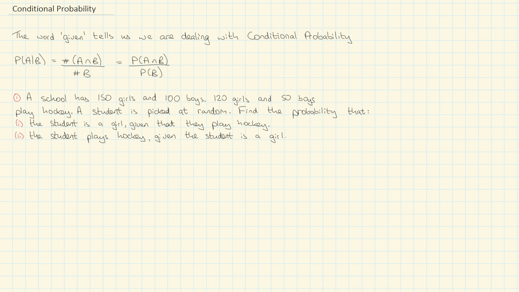Okay, so in this video we are going to look at conditional probability. When we're dealing with a word problem, if the word "given" is mentioned, it tells us we are dealing with conditional probability. We see here we've two formulas. The more common approach is the second one, the probability of A intersection B divided by the probability of B. But again, depending on the context of the question, we could also use this first one. So we'll have a look at a word problem now.